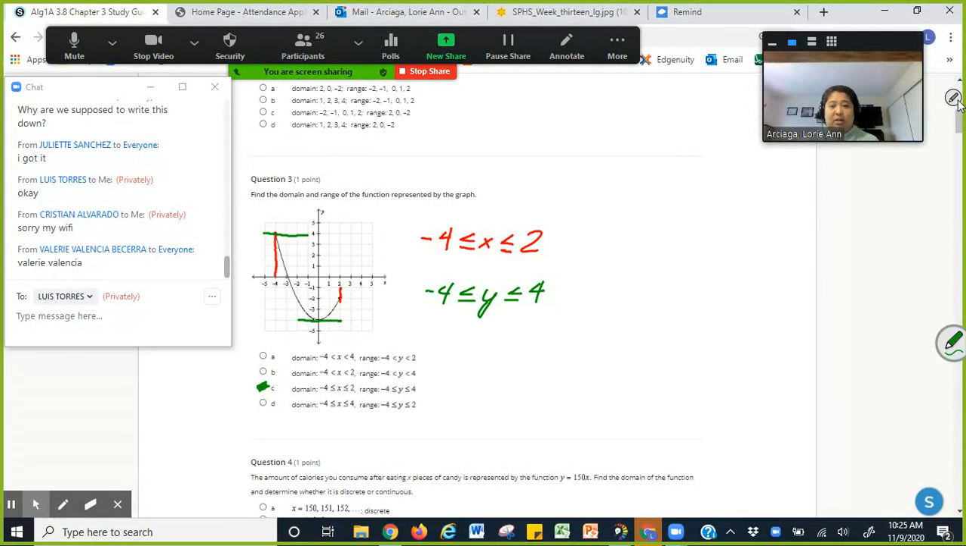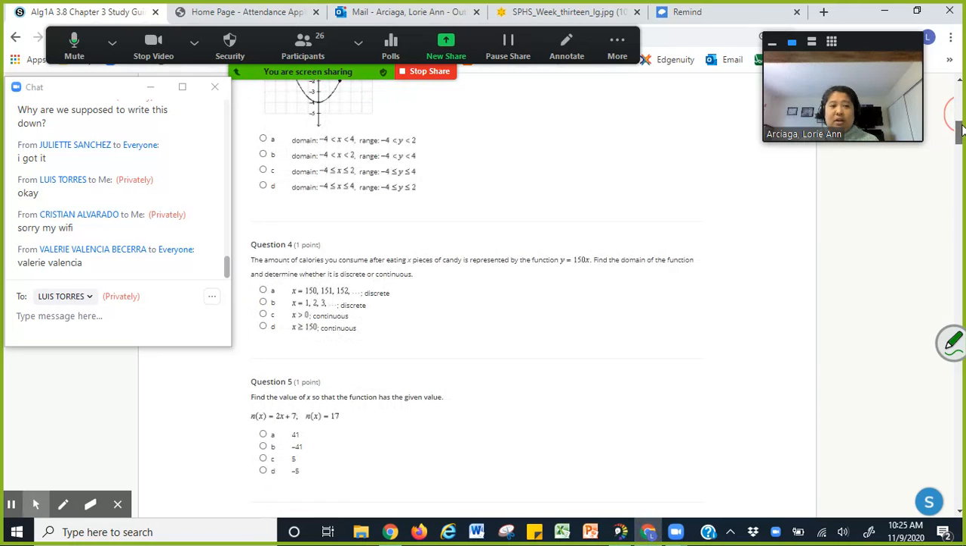All right. I'm going to clear the ink so we can finish as much as we can. Number 4, the amount of calories you consume after eating x pieces of candy. So the clue here is x pieces of candy. You're counting the number of candies, and it's represented by the function y equals 150x. Find the domain of the function and determine whether it is discrete or continuous.